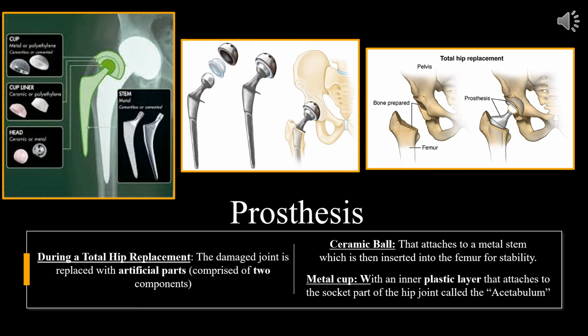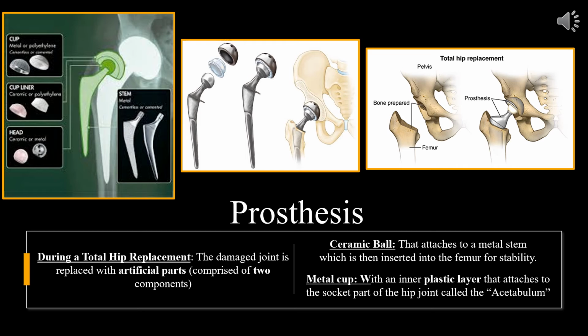The one on the far left shows the cup liner, the head or the ball part of the prosthesis, and then the stem, which is inserted into the femur bone for stability. The second part is the metal cup with an inner plastic layer, which is that cup liner, that attaches to the socket part of the hip joint or the acetabulum.